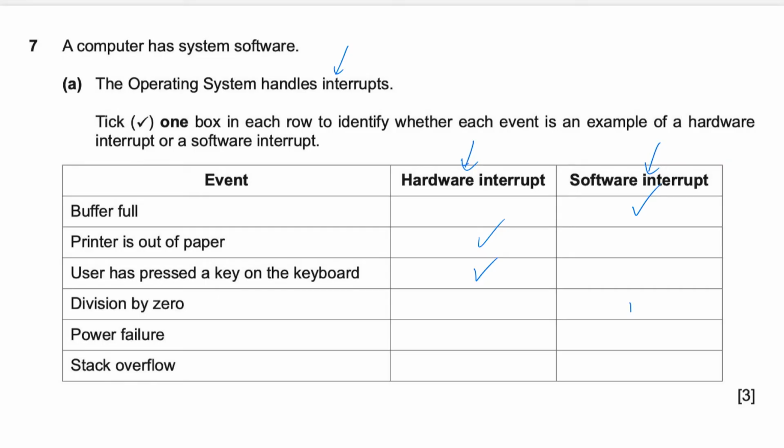User has pressed a key on the keyboard should be a hardware interrupt. Division by zero should be a software interrupt. Power failure should be a hardware interrupt. And stack overflow should be a software interrupt. Now, a stack overflow is basically a type of error that can occur in a software program. Hence, it's going to be a software interrupt.